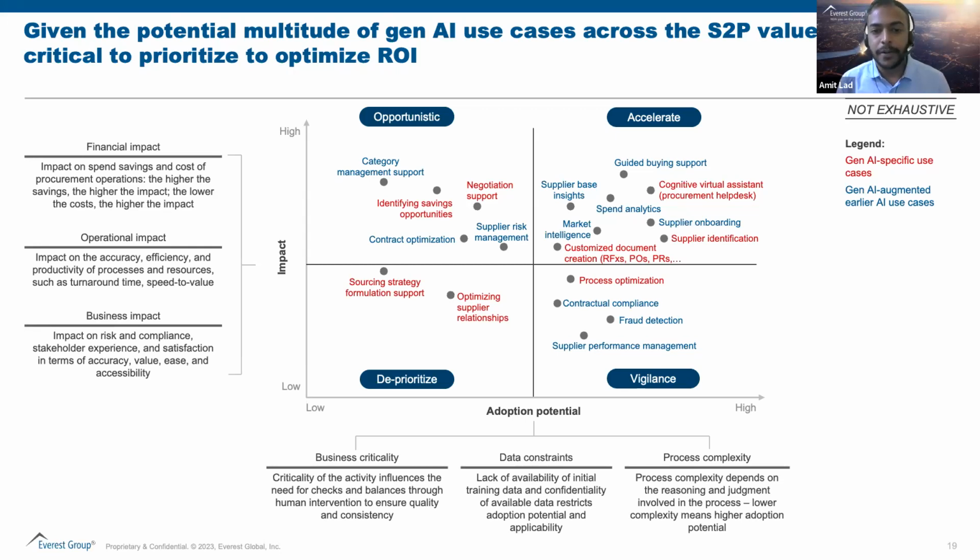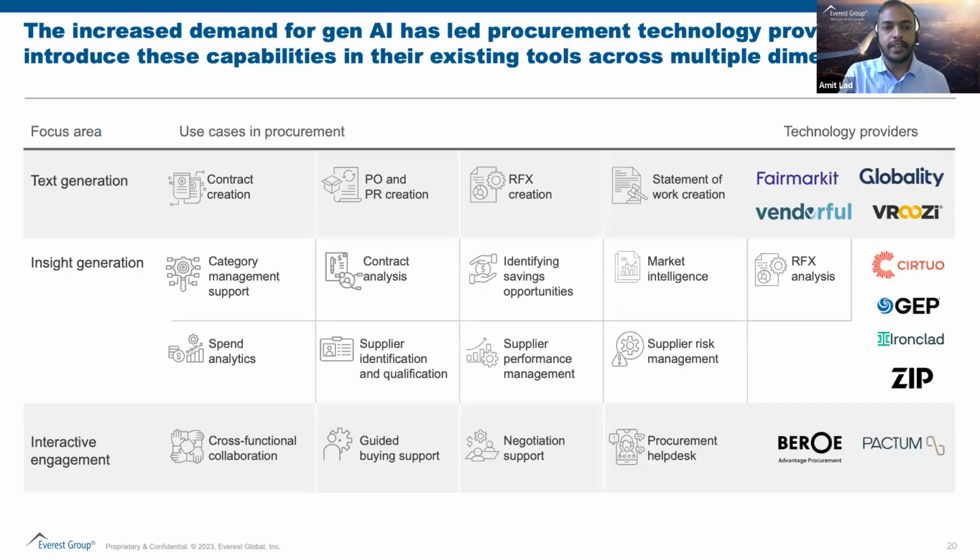And something like supply relationship. Well, across all the activities which we see in supplier management, like let's say your supplier onboarding, then supplier base insights, supplier identification, although we have placed them in the accelerate bucket, something like optimizing supplier relationship, we have placed in the deprioritize bucket, because similar to negotiation support, the adoption potential is low given the complexity of the process. I'll quickly move to the next slide.